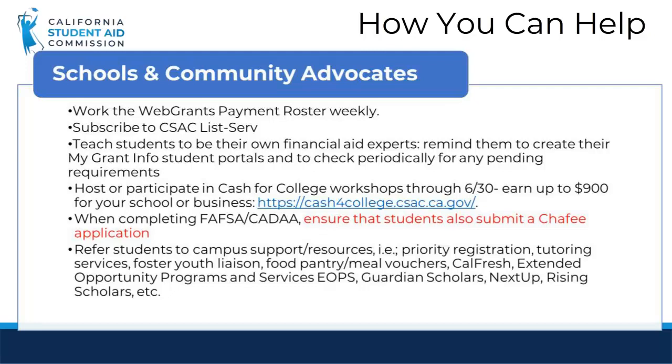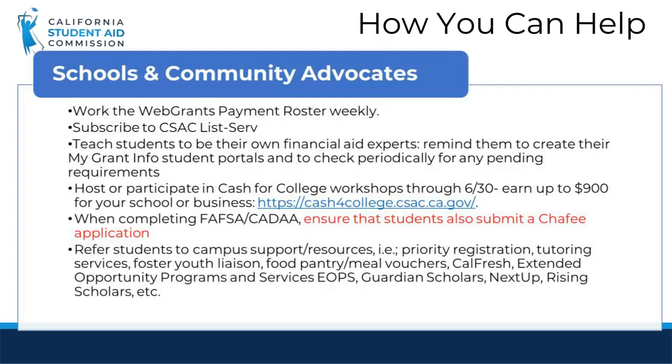You can remind students to create their WebGrants for Students portals to claim their awards, check for pending requirements, report a school change, post a leave of absence for Cal Grant only, and update their demographic information. If you have a computer lab at your institution, you can consider hosting a Cash for College workshop to assist students with application completion. Workshops are held between October 1st, when the new FAFSA and DREAM Act application are open, to March 3rd, the Cal Grant deadline. You can earn $300 if you get 50 attendees.